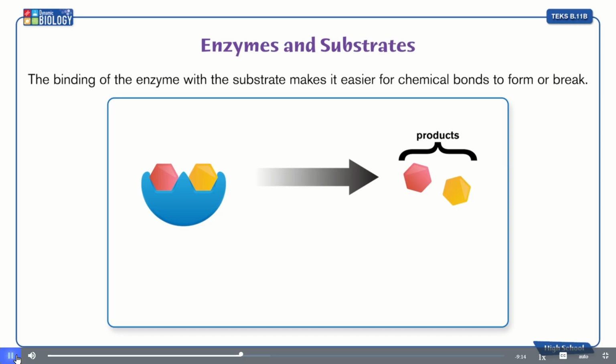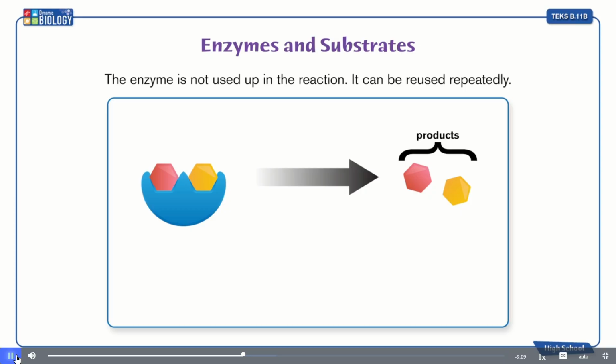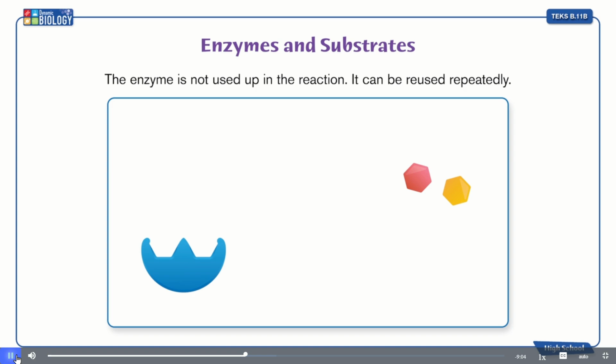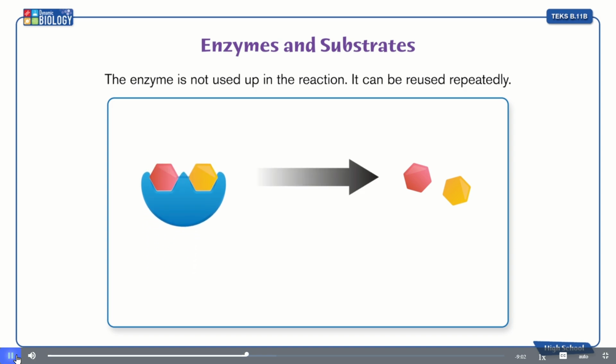It's important to note that the enzyme is not like a reactant. In other words, the enzyme is not used up in the reaction. It can be reused repeatedly to catalyze additional reactions. This is one of the many reasons why enzymes are so useful. A single enzyme molecule can catalyze millions of instances of a reaction. In this example, you may have noticed that the enzyme and the substrate seem to fit together like puzzle pieces. Let's explore that concept next.